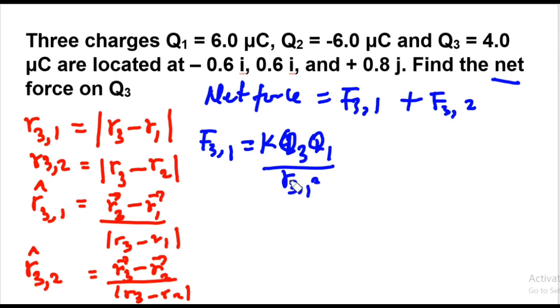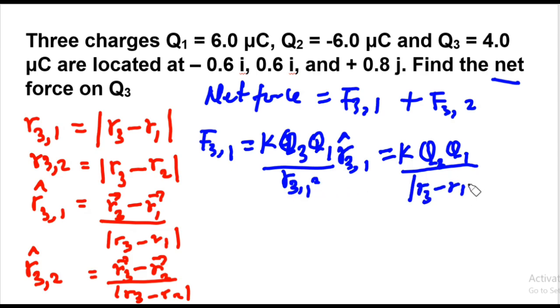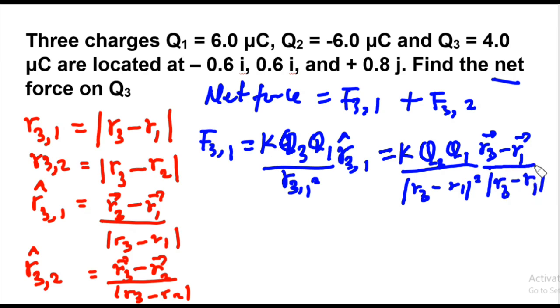We are following from Coulomb's law. The unit vector in this direction will be given as this, and we have defined this already to be Q3 Q1 upon R31 squared, which is the magnitude of R3 minus R1 squared. The unit vector in this direction will be R3 minus R1 over its magnitude, so this is the unit vector in this direction.